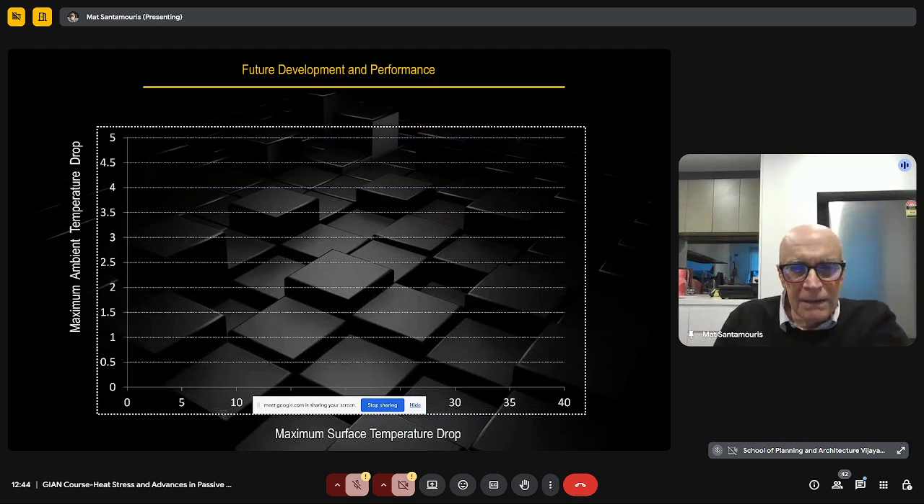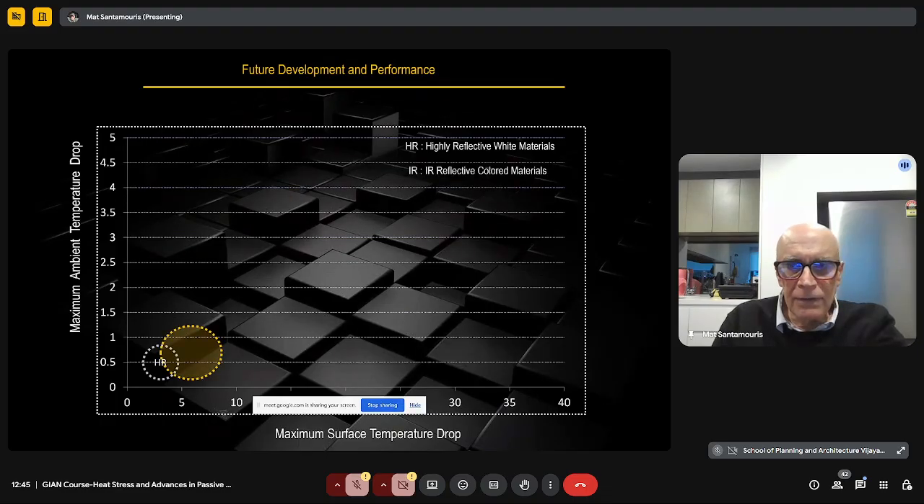So where are we now regarding the development of materials? We started with the white, high reflecting materials in the 90s. With these materials, we succeeded in decreasing the temperature of cities by up to 0.5 degrees and the surface temperature by close to 3, 4, 5 degrees. Then we continued with the infrared reflective color materials, the second generation I showed you. In this case, we had improved performance, with a decrease of the temperature of up to 1 degree, and at the same time an enhanced decrease of the surface temperature.